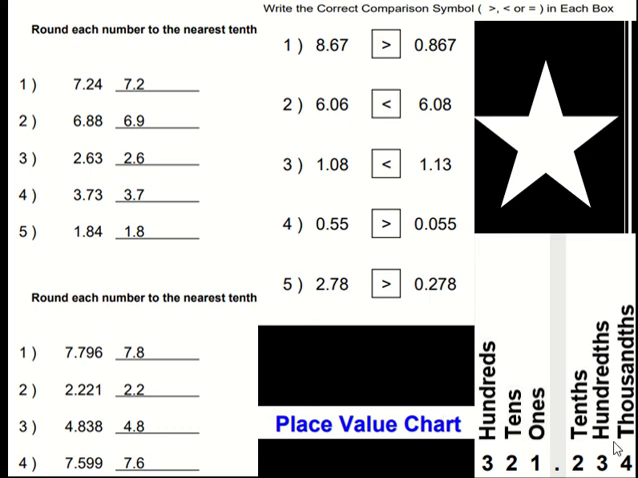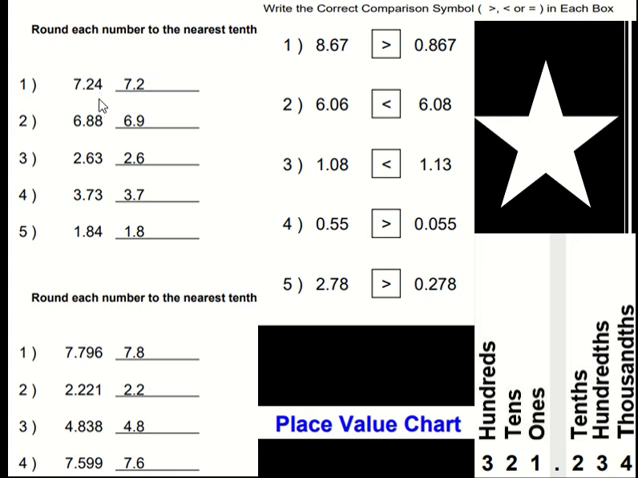Well, where's the tenths place? Our place value chart says that it is just to the right of the decimal. It is the first place to the right of the decimal. That is our tenths place. That is what we will be rounding. The number to the right of our tenths place will tell us how to round the number in the tenths place, because that's what the directions ask us to round.